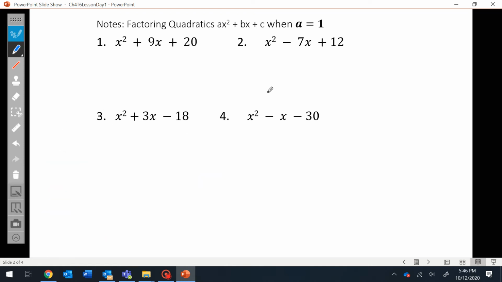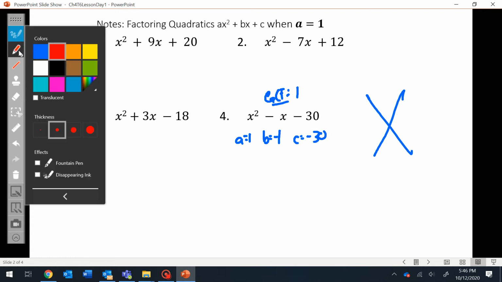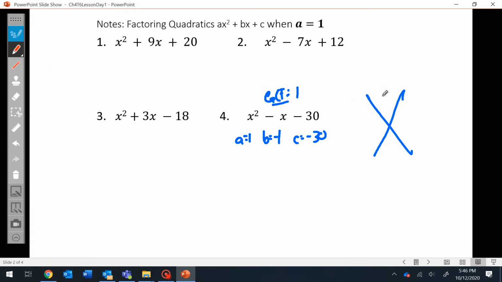Number 4, GCF is 1, so I don't have to factor it out. It's in standard form. A is 1, B is -1, C is -30. So up top is A times C, so it's -30. And the bottom is B, so it's -1. Looking for two numbers that multiply to -30 and add to -1.